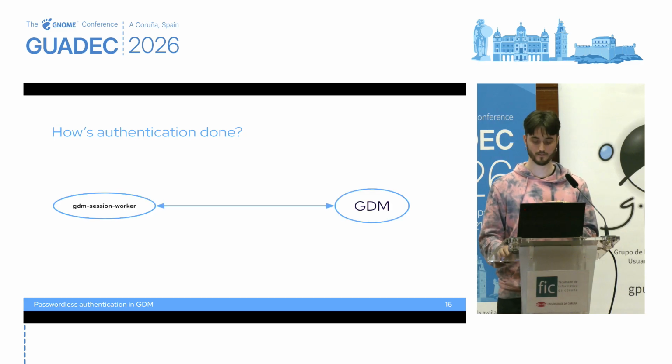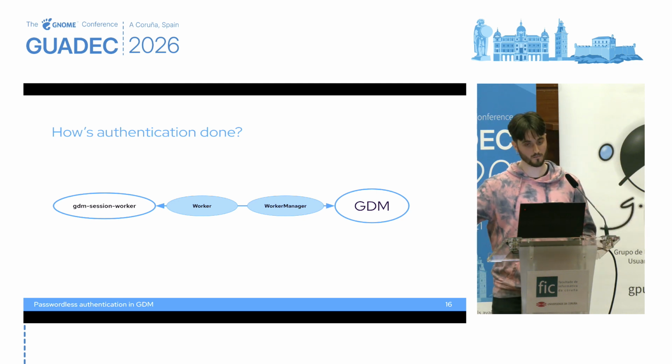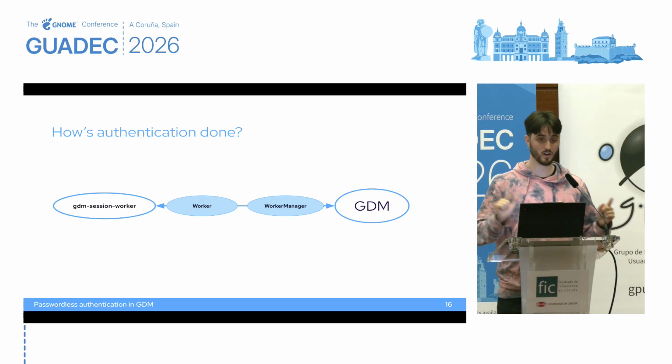So there's this private debug server, and in this case, the session worker is exposing a worker interface, and GDM is exposing a worker manager interface. And each one is going to use the other one to share the information.